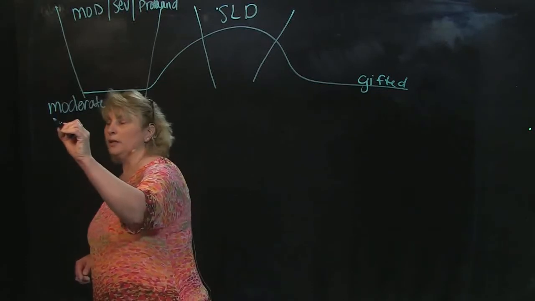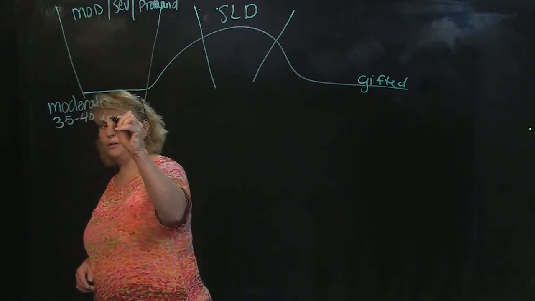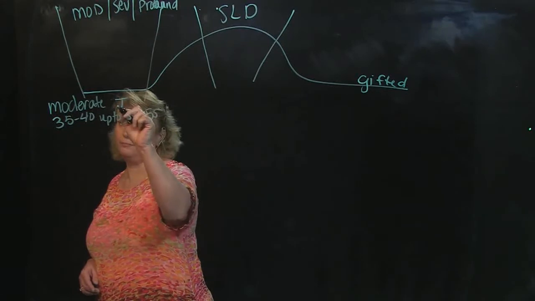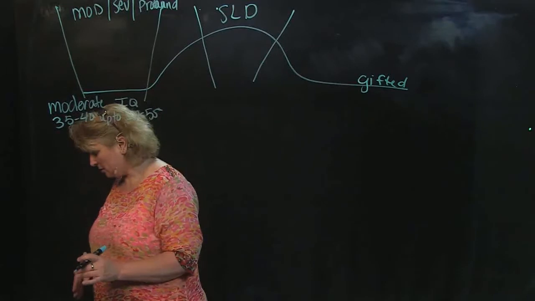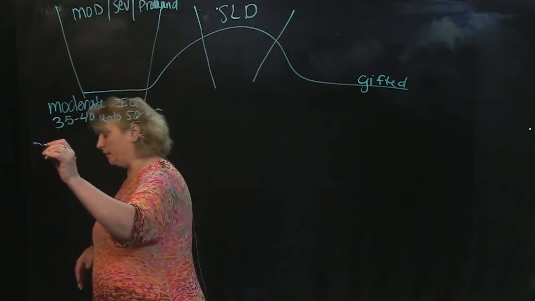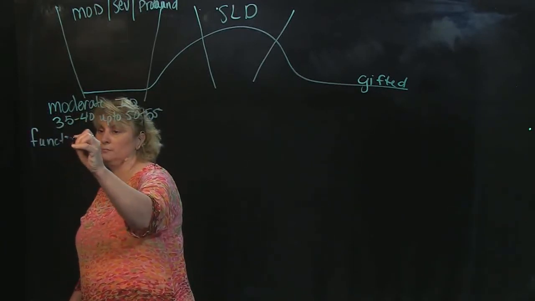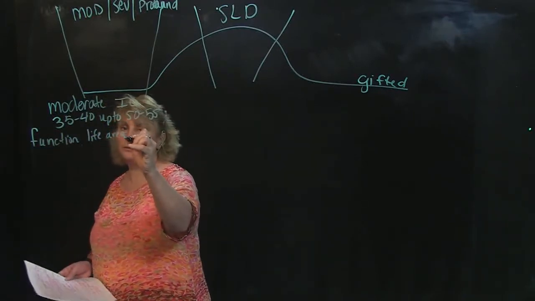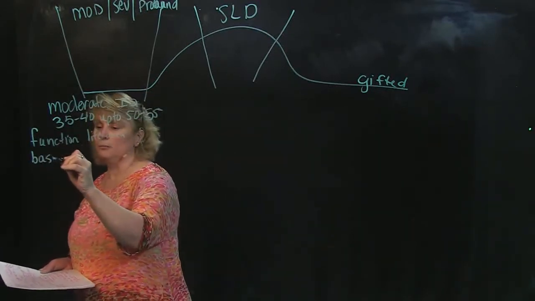So our moderate students are between 35 and 40 IQ up to 50 to 55 IQ. So that's our moderate range. This is our population that can do the most. They function in various life areas. You're going to see these students, they are pretty mobile most of the time. They have basic communication.